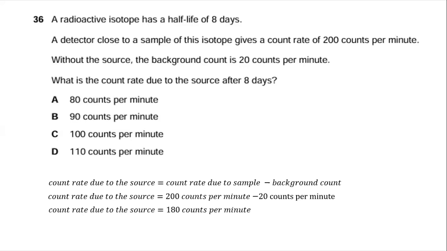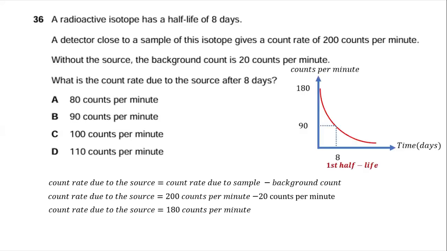So when we draw a graph, counts per minute on the y-axis and time in days on the x-axis, we can say 180 getting halved is 90, which is the first half-life within 8 days. So 180 halved is 90. So 90 counts per minute at the first half-life. That means to start with the 8 days. So the answer is B, 90 counts per minute.